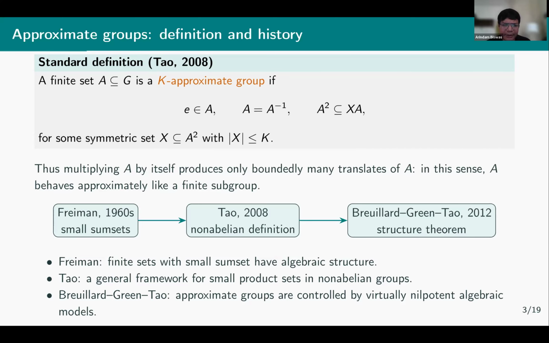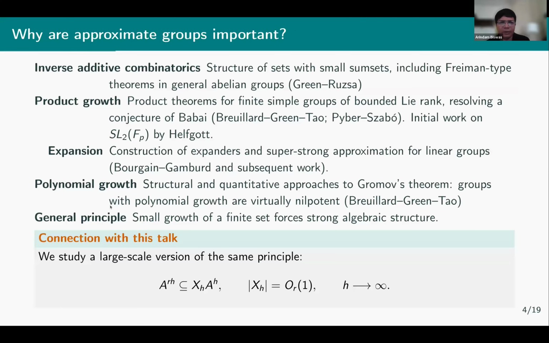And then Tao made it more abstract, and he gave a general framework for small product sets in non-abelian groups. And Breuillard, Green, and Tao classified approximate groups by saying that approximate groups are essentially controlled by virtually nilpotent algebraic models. And why are they important?